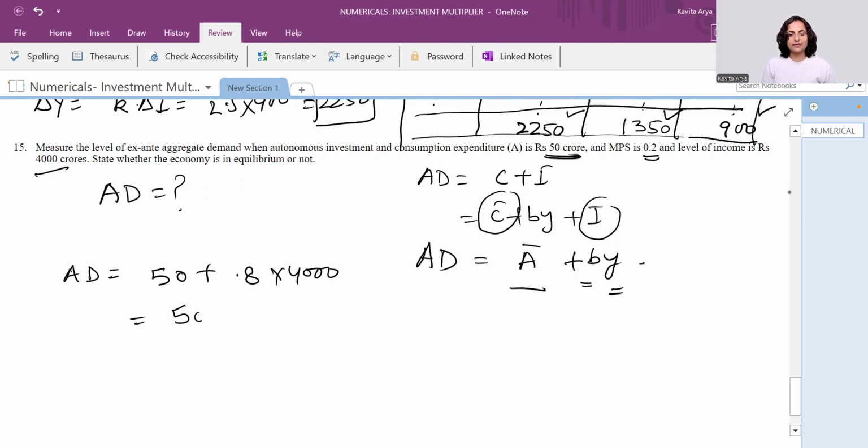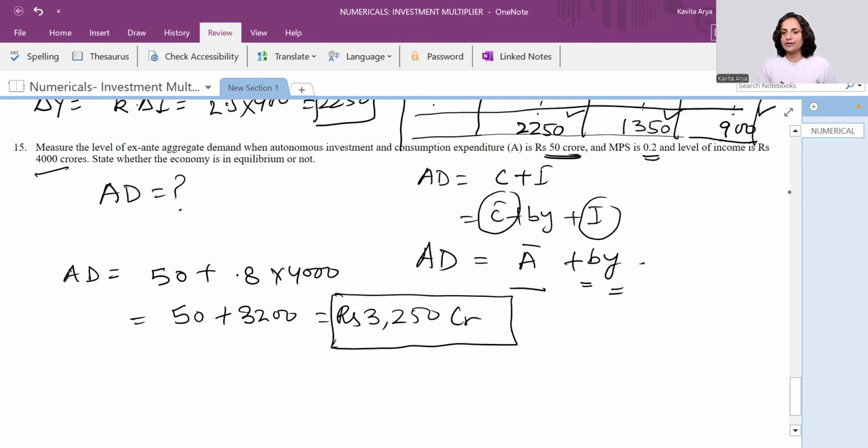So my answer is 50 plus 3200, and that's equal to 3250. So one segment of my question is done, that the value of AD comes out to be 3250.